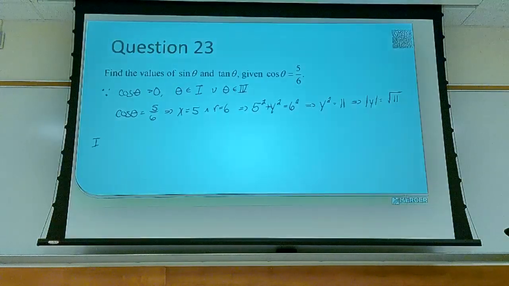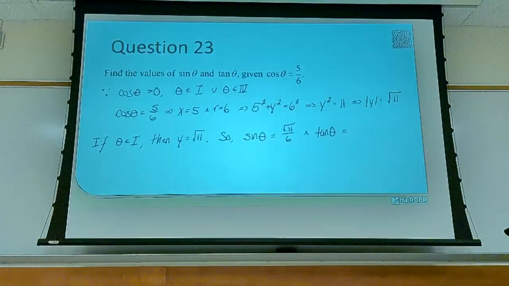So does that mean you have to do a plus or minus sign? Let's assume first that we're in the first quadrant. Then y is just positive root 11, right? Because in the first quadrant, y is positive. What is sine theta? Y over r. So square root of 11 over 6. And what's tangent?